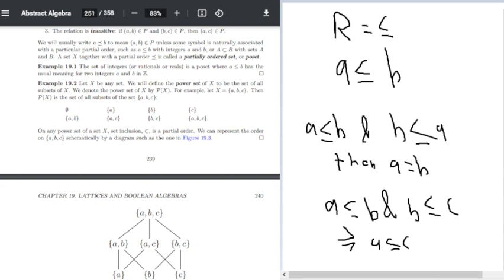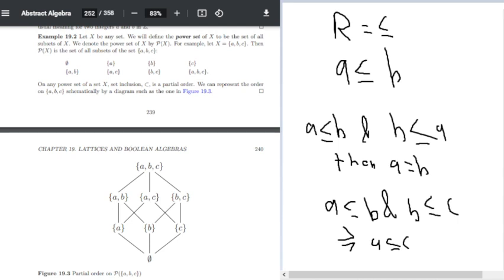Example 19.2. Let X be any set. We will define the power set of X to be the set of all subsets of X. We denote the power set of X by P(X). For example, let X be equal to the three element set {A, B, C}. Then P(X) is the set of all subsets of the set {A, B, C}. So, the empty set, the set including A, set including B, set including C, set including A and B, set including A and C, set including B and C, and set including A, B, and C.